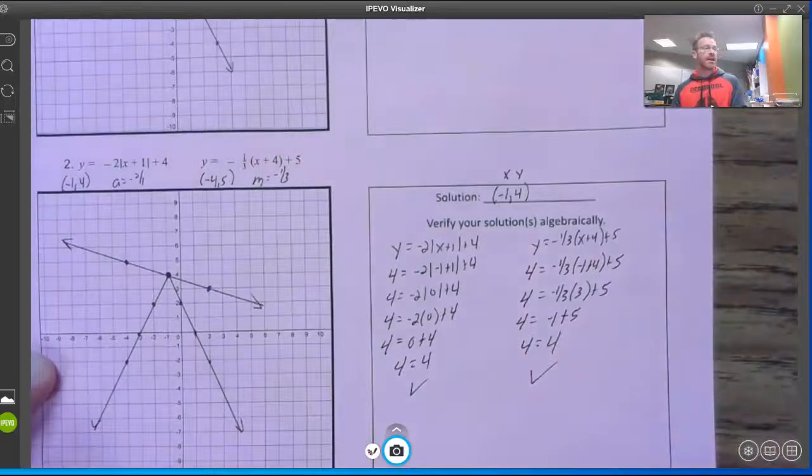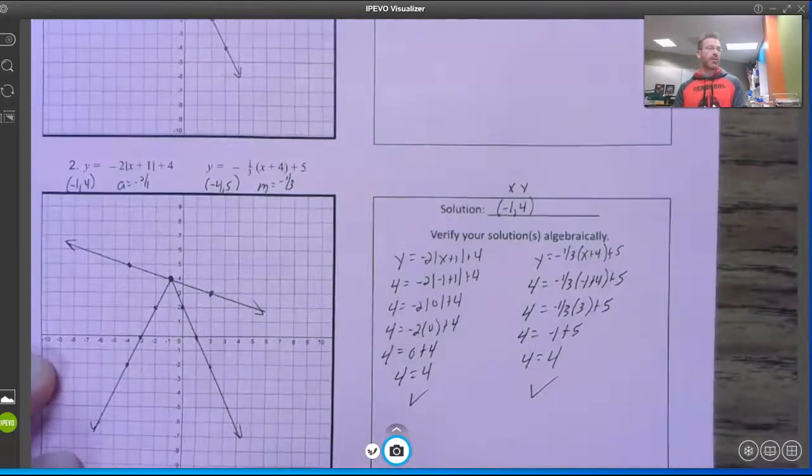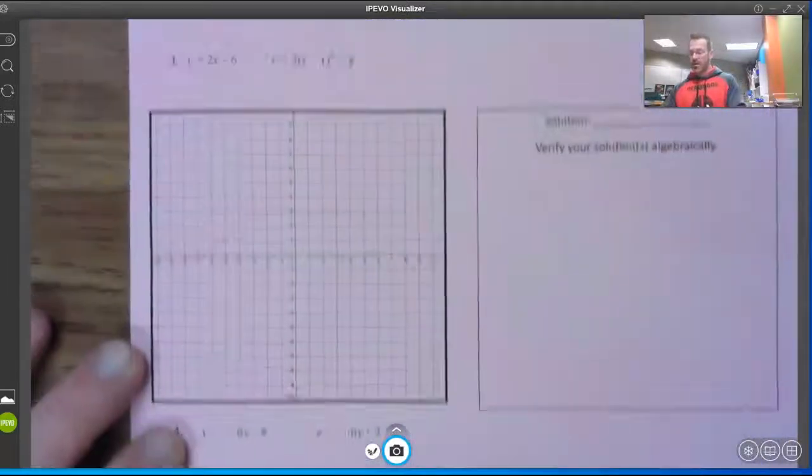So notice, it is verified. I get 2 true statements. So I know for sure my work is correct. All right, let's flip the page and let's look at problem 3.